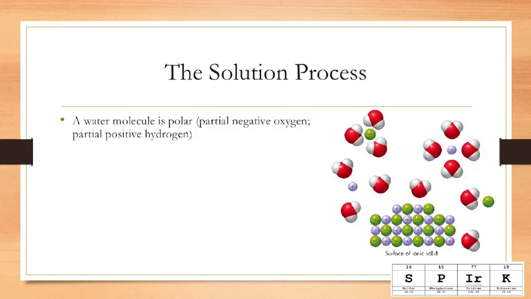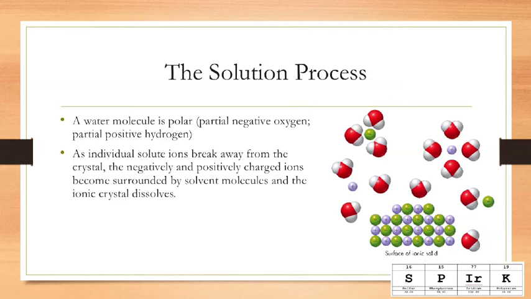The solution process. A water molecule is polar because of the partial negative oxygen and the partial positive hydrogen. As individual solute ions break away from the crystal, the negatively and positively charged ions become surrounded by solvent molecules and the ionic crystal dissolves, like you can see over here on the right. Those water molecules are surrounding the negatively charged green and the positively charged purple ions, and they are dissolving them. They are completely surrounded.